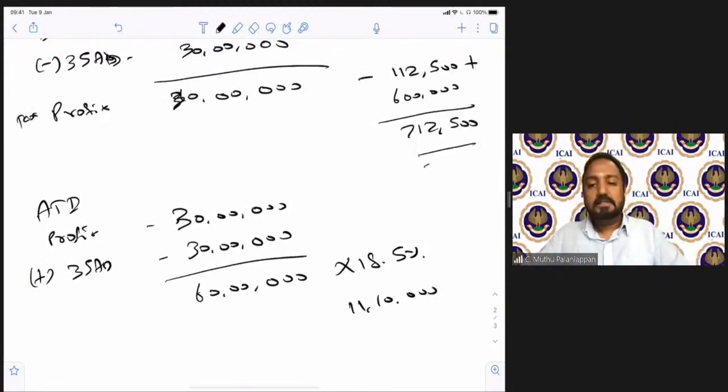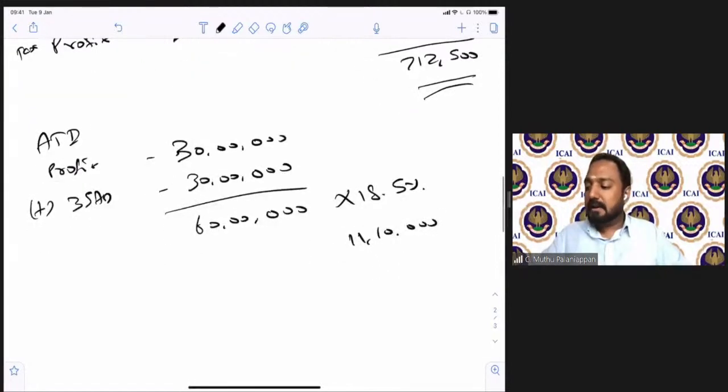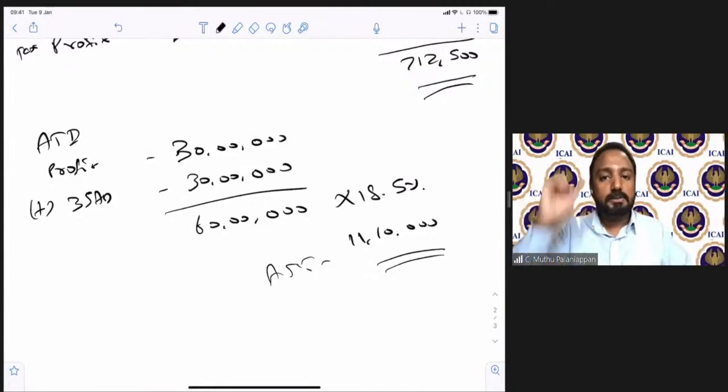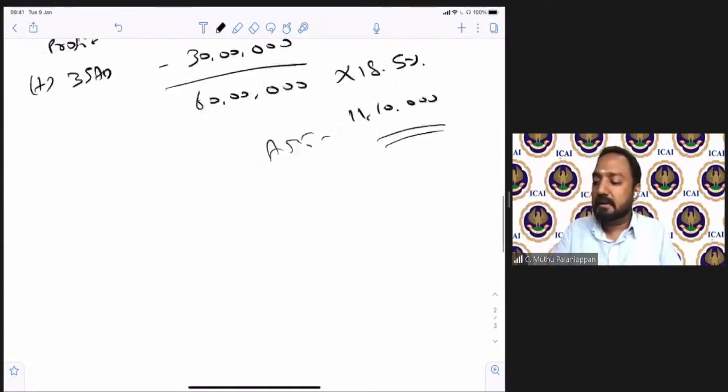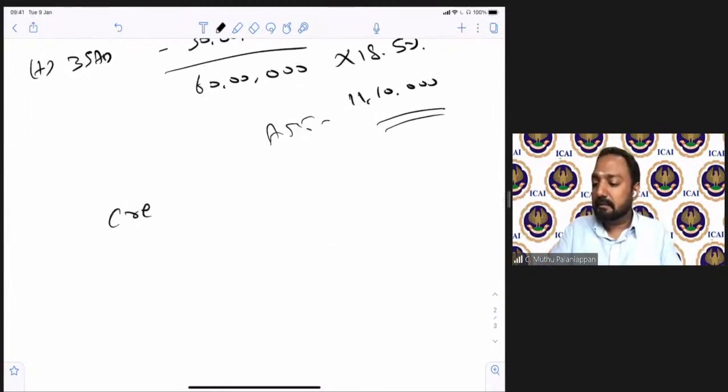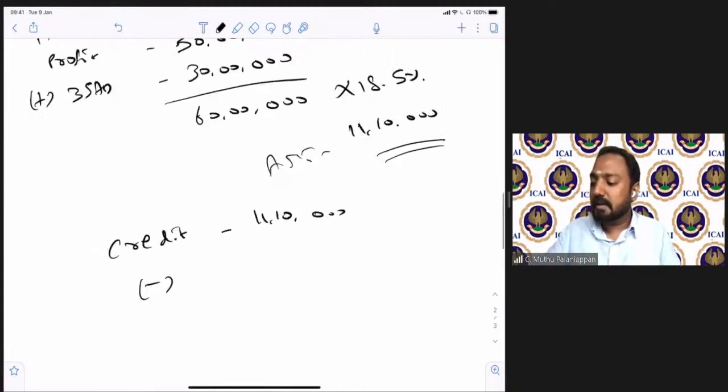So my regular tax is 7,12,500. Alternate minimum tax is 11,10,000. So the government says pay 11,10,000, because that should be the minimum tax that you're paying. You pay 11,10,000, but take credit of 11,10,000 minus your regular tax of 7,12,500. So this is 3,97,500, if I'm right.